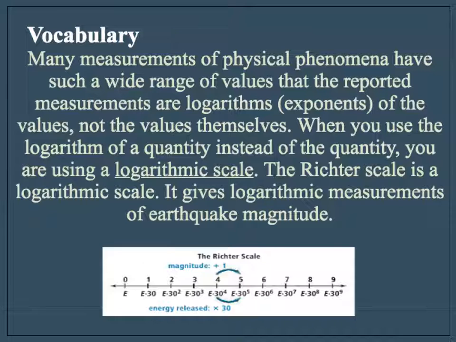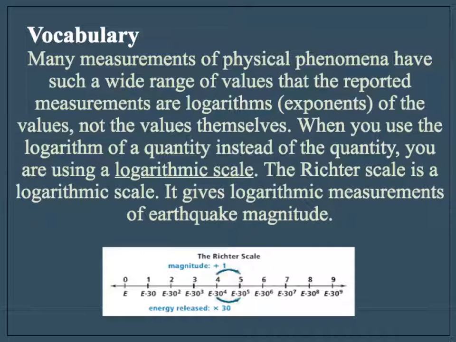All right, so it says many measurements of physical phenomena have such a wide range of values that the reported measurements are logarithms or exponents of the values, not the values themselves. So when you use the logarithm of a quantity instead of the exact quantity, you're using a logarithmic scale. So the Richter scale is an example of a logarithmic scale, and it gives logarithmic measurements of earthquake magnitude, which we should know, with our recent events in Oklahoma.